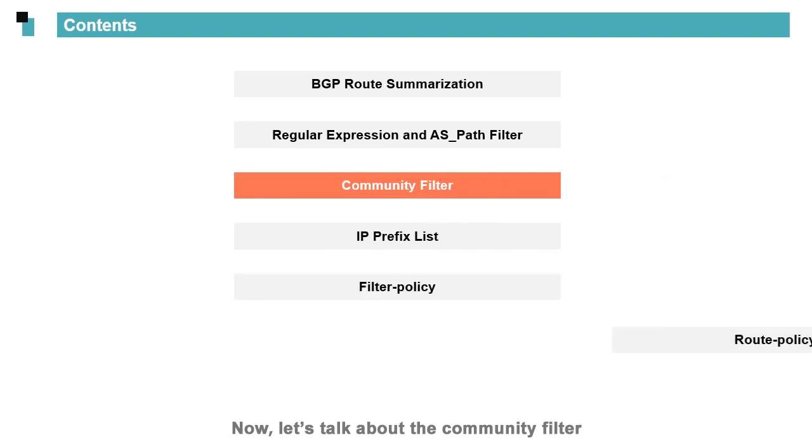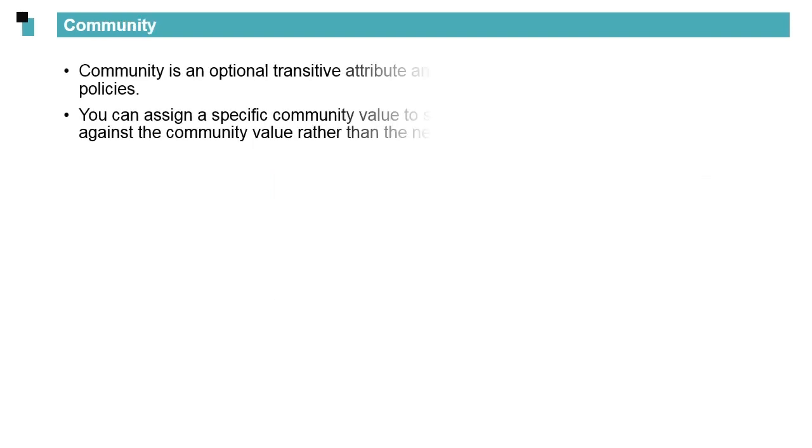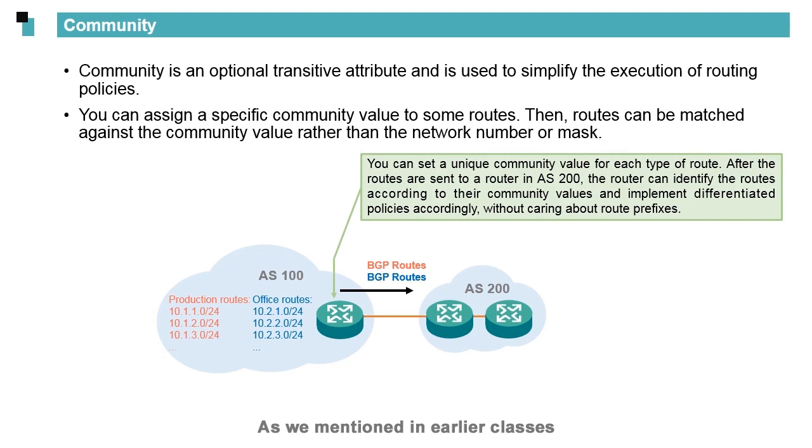Now, let's talk about the community filter. As we mentioned in earlier classes, community is an optional transitive attribute. You can set a unique community value for each type of route. After a downstream device receives the routes, the device can identify the routes according to their community values and implement differentiated policies accordingly. This method is more convenient than the traditional method that is based on the route prefix.